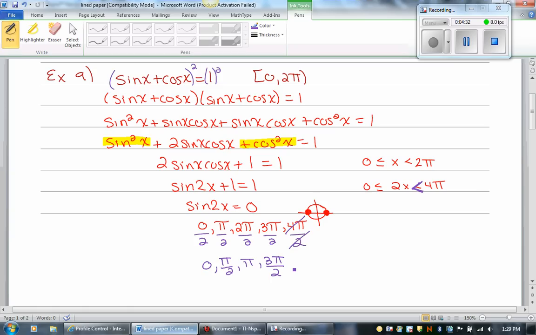We can check those directly back into my original. So we're going to do the checks right over here. I'll switch color for that. I've got sine of 0 plus cosine of 0 equals 1. We know sine of 0 is 0, cosine of 0 is 1, so this one checks. Pi over 2: sine of pi over 2 plus cosine of pi over 2 equals 1. Sine of pi over 2 is 1, cosine is 0, and we get 1. So that one checks.